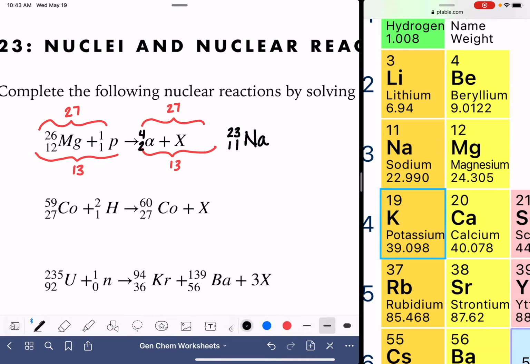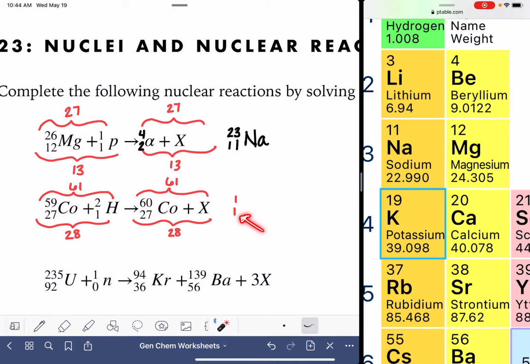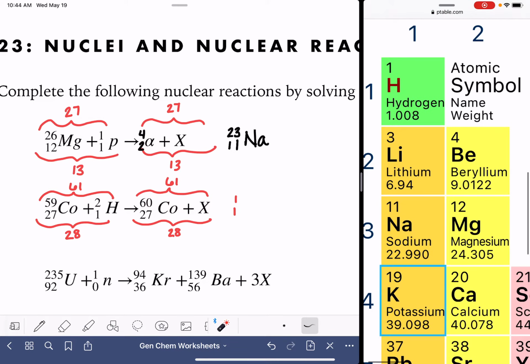On the left-hand side, our total mass is 59 plus 2, which is 61. Which means over here on the right side, our mass needs to be 61 as well. And that tells us that this particle X must have a mass of 1. 60 plus 1 gives us 61. For our atomic numbers, on the left-hand side, we have a total of 28, which means over here we need to have 28 as well. And what element would that be? This is element number 1, and that is hydrogen.